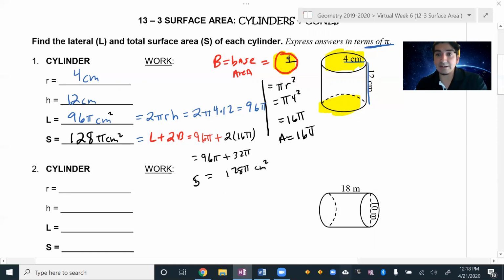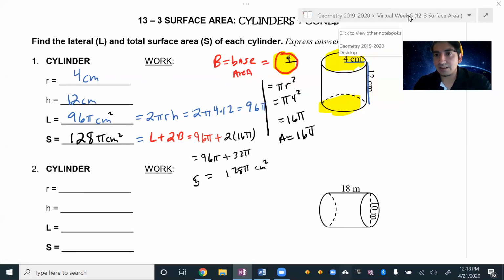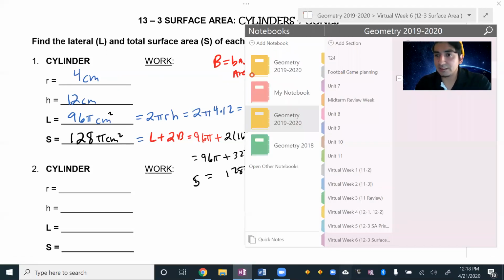So that's how you find the area of a cylinder. So that's one example. If you have any other questions, then I'm pretty sure that you can check out other videos too.